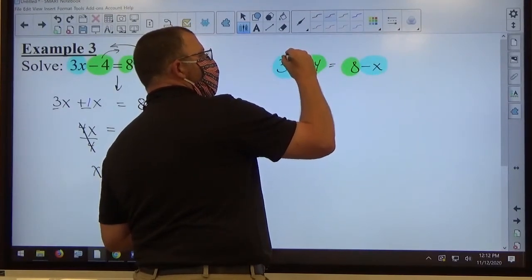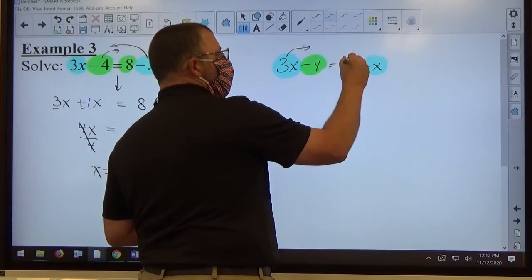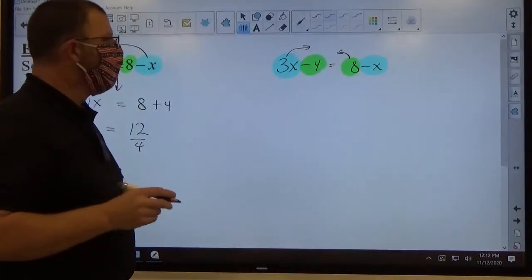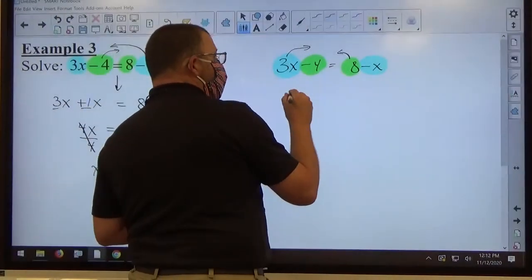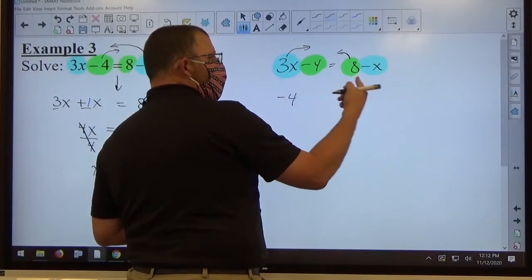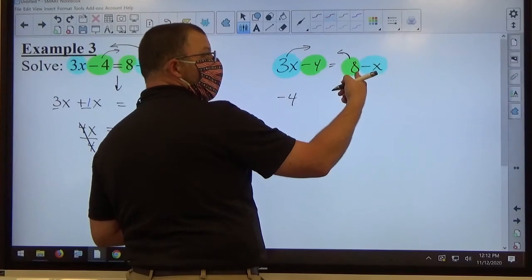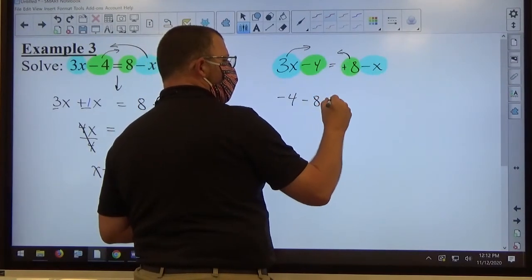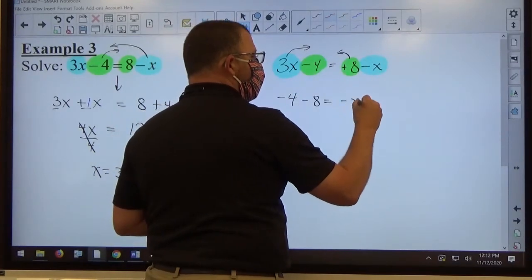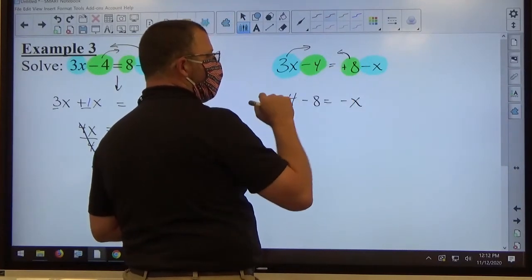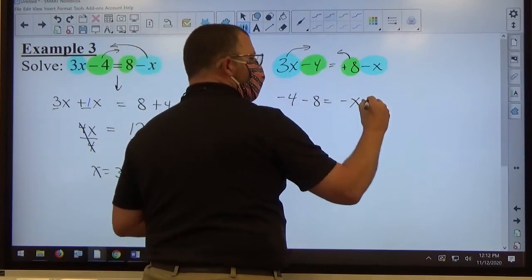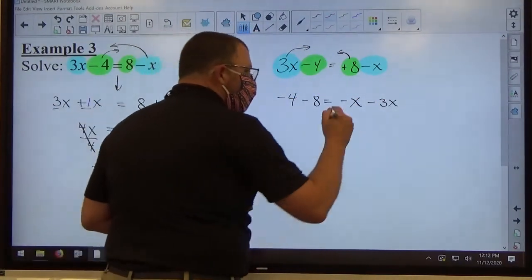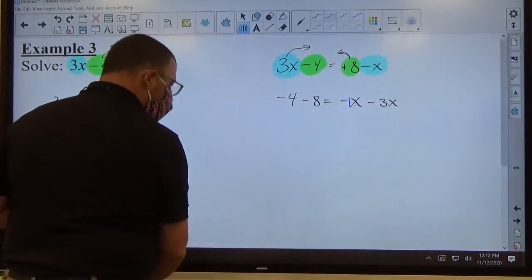Let's see what happens. So 3x is going to move, 8 is going to move. Negative 4 and negative x are going to stay. So negative 4 is staying where it's at. 8 is moving across; it's positive 8 on the right-hand side, so when I move to the left, it becomes minus 8. Negative x is staying on the right-hand side, not moving, so it stays negative. 3x moves to the right, becomes minus 3x. Okay? And again, this is still negative 1x there.